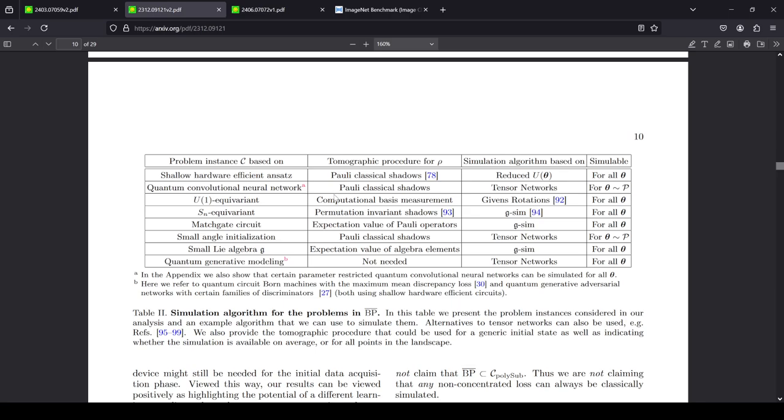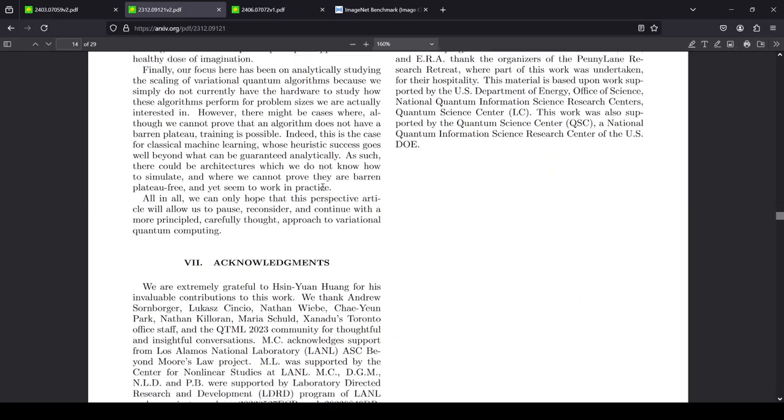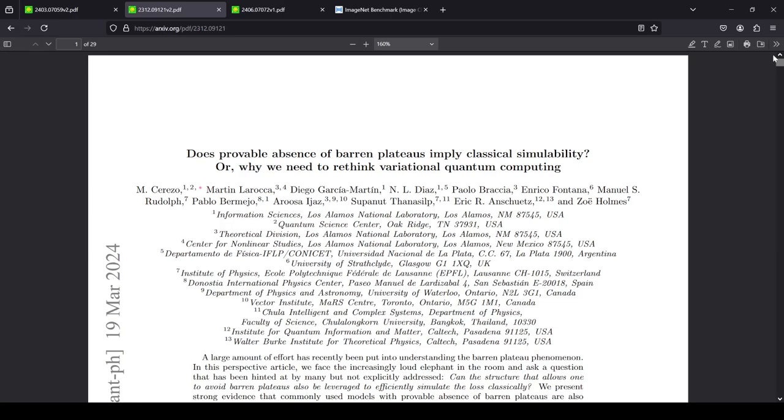So the question, from this paper that we're not going to go through in any more detail, is basically: when are QML models trainable and also not classically simulatable? That's something that maybe is not theoretically derivable, but at the very least is of practical relevance, right? Can we simulate these models efficiently? And that's another practical consideration when it comes to scaling.